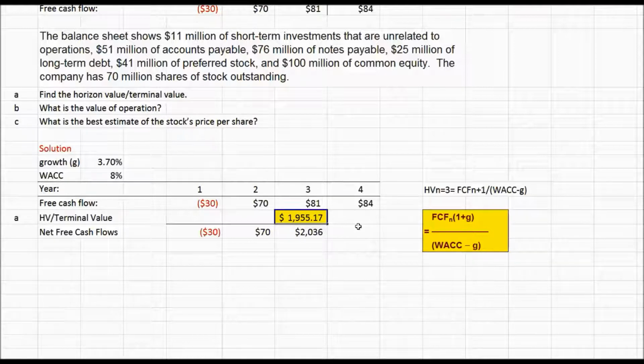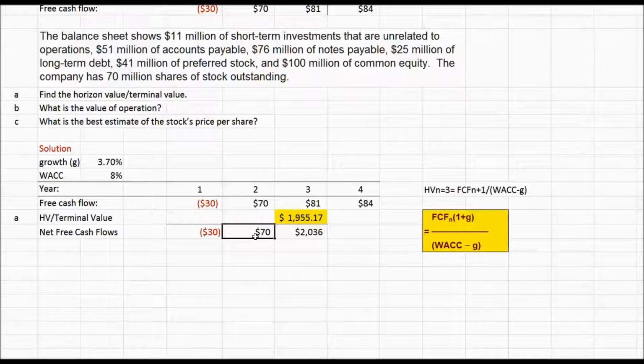What is the terminal value? What is the horizon value? And how do you find that? That's basically the cash flow of next year divided by WACC minus growth rate. Okay, so in year 3 we have the free cash flow and then the horizon value. Add them together. These are the net cash flows.